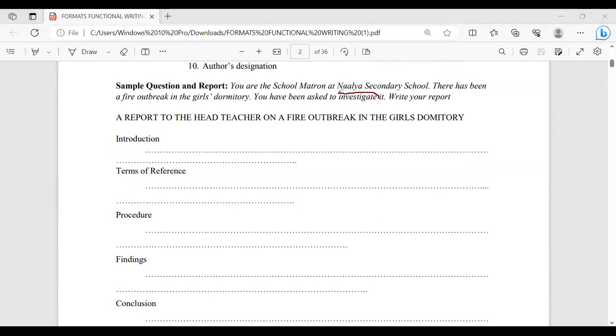You have been asked to investigate. That means you are going to take your time, look for all kinds of information. That means you are doing a survey. That is what we call a survey report. Now, a survey report has a different format from the previous comprehensive report that we have looked at. So now I'm going to share with you a sample of a survey report. I have the survey report here. So our sample of the survey report is here.